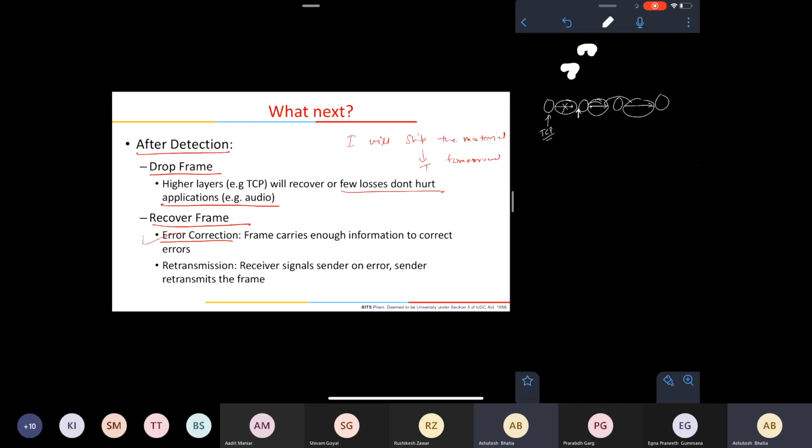Second, you just detect it, drop it, and let the retransmission at the link layer itself take care of it. The receiver can signal the sender on error, or you can send a negative ACK, NAK. Or you drop it, don't say anything, the timeout at the transmitter at the link layer will go off, and then it will retransmit. These are the things you can do.